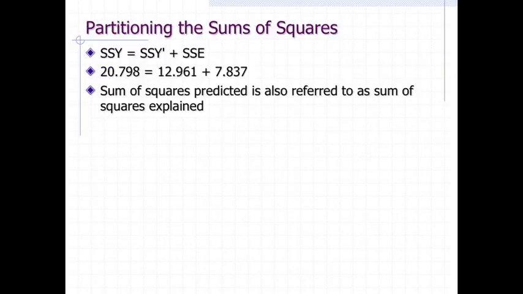Just as in the case of simple linear regression, the sums of squares of the criterion UGPA in this example can be partitioned into the sum of squares predicted and the sum of squares error. That is, the sum of squares total is equal to the sum of squares predicted plus the sum of squares error, which for these data are 20.798, which is equal to 12.961 plus 7.897. The sum of squares predicted is also referred to as the sum of squares explained.